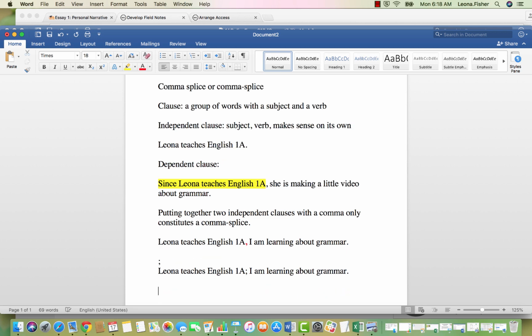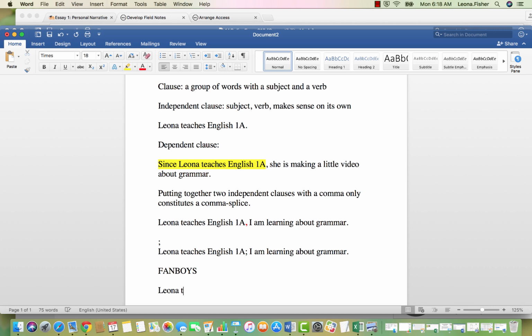You can use that comma if you put something called a coordinating conjunction after it. Coordinating conjunctions are FANBOYS: for, and, nor, but, or, yet, so. So Leona teaches English 1A, so I am learning about grammar.